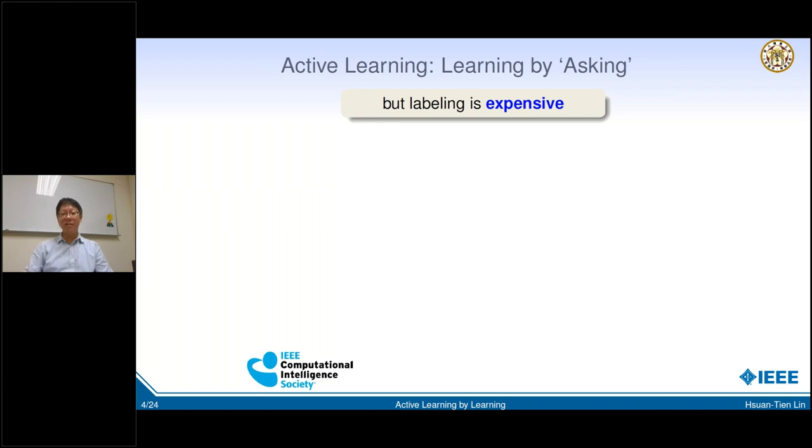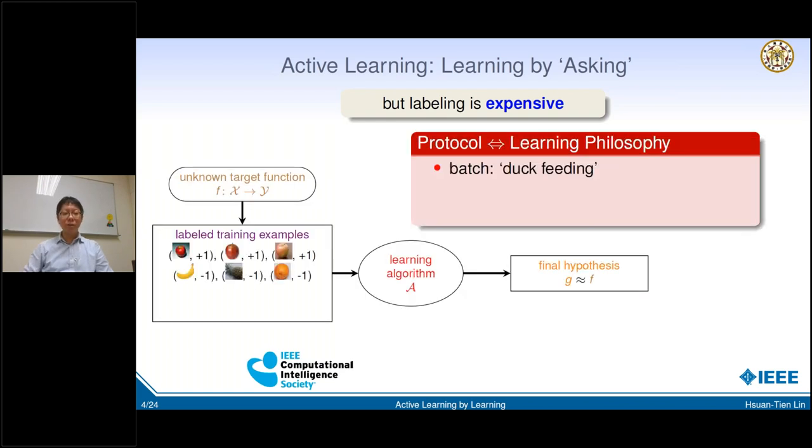And there are other cases where you really, really need money or time to gather your labeled data. So basically labeling all your data and then doing the machine learning is not that possible in this kind of applications where labeling can be expensive. So what should we do?